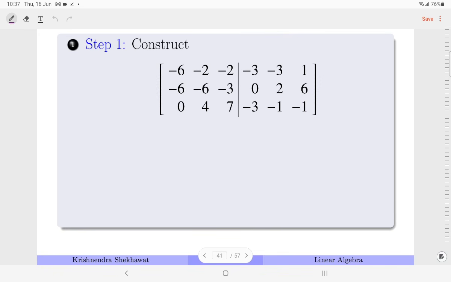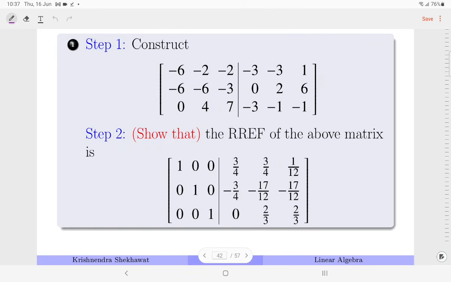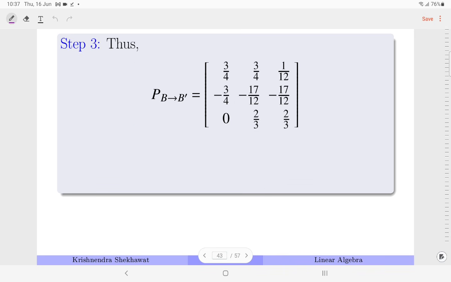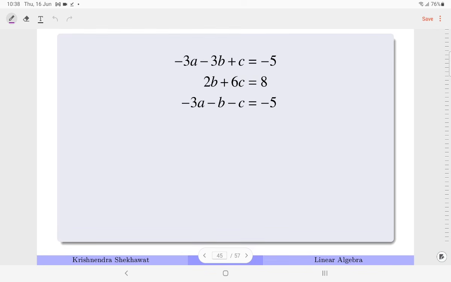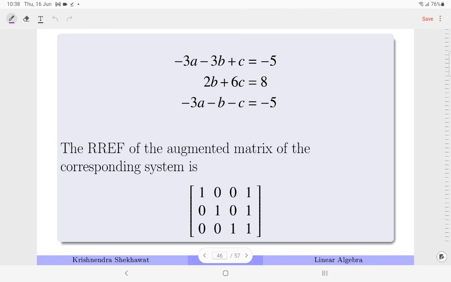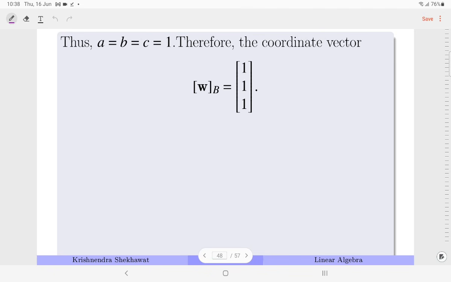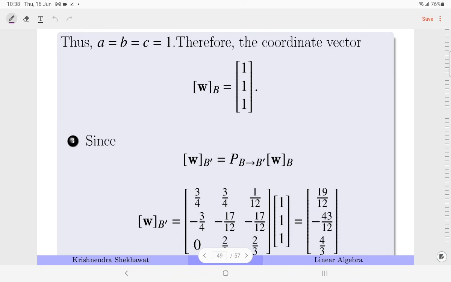Then the left hand side becomes the identity matrix, and the right hand side gives me the required matrix P B to B dash. If I have to find W B, it means I have to write W as a linear combination of U1 U2 U3. That gives me a non-homogeneous system of equations. Again, if you solve it, you will have the required answer. So this is W B, and W B dash can easily be computed using the formula which we have already discussed. So this gives me W B dash.